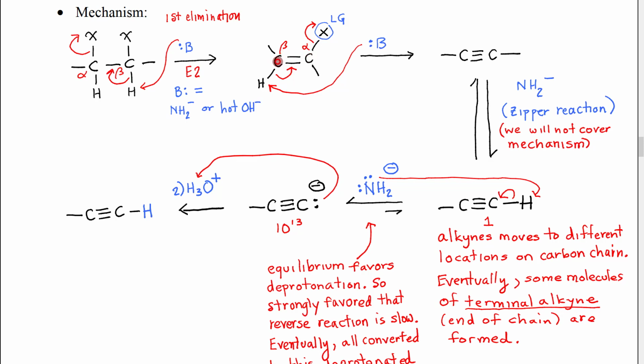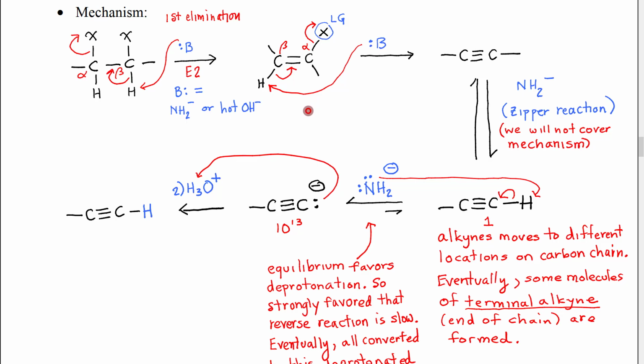The adjacent carbon would be the beta carbon, and there's a hydrogen available on that. So, base can come over. It can remove that beta hydrogen. A pair of electrons again comes in between the alpha and beta, and again, to make room, we push off the leaving group.